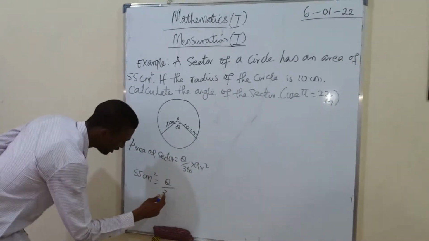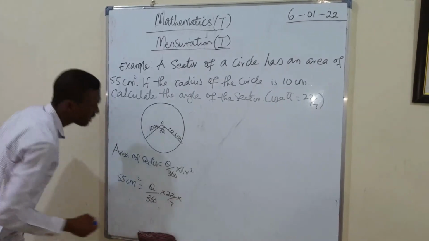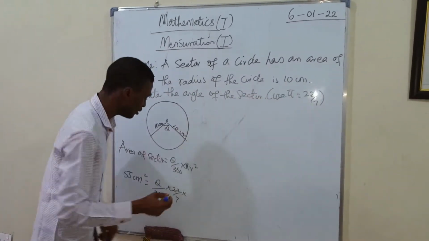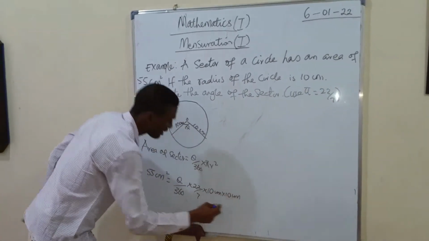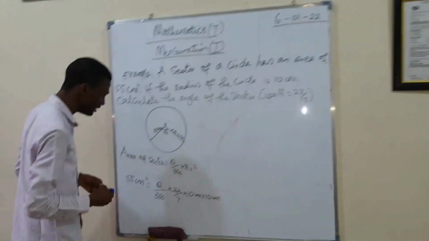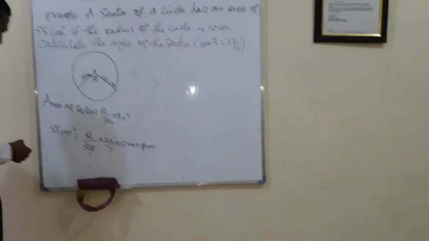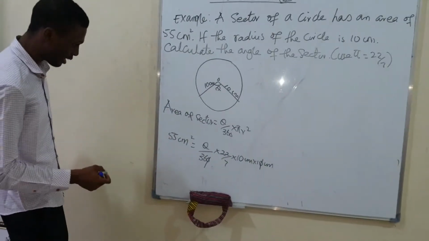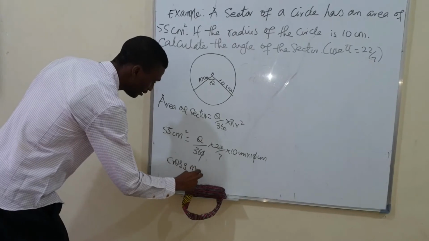So we say theta over 360 times pi, 22 over 7, times r squared. If the radius of the circle is 10 cm, we say 10 cm times 10 cm. Like I said before, r squared means r times r, so we have 10 cm times 10 cm. 0 cancel 0. What do we have left? We can choose to cross multiply from here.